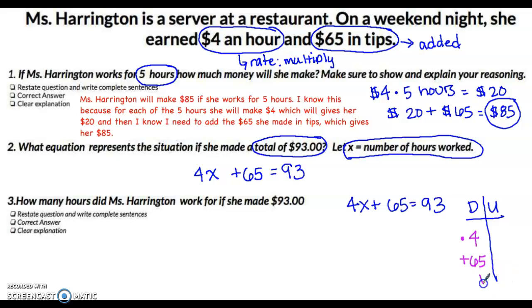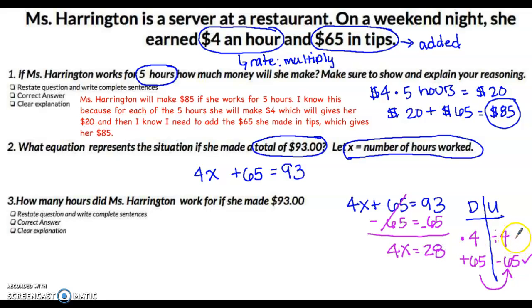To get my X all alone and solve for it, I need to do the opposite operations in the opposite order. So first, I'm going to subtract 65 from both sides of my equation. Because whatever you do to one side of an equation, you must do to the other. Well, 65 minus 65 is 0, so I'm left with this 4x equals, and 93 minus 65 is 28. Okay, so I subtracted 65 from both sides.